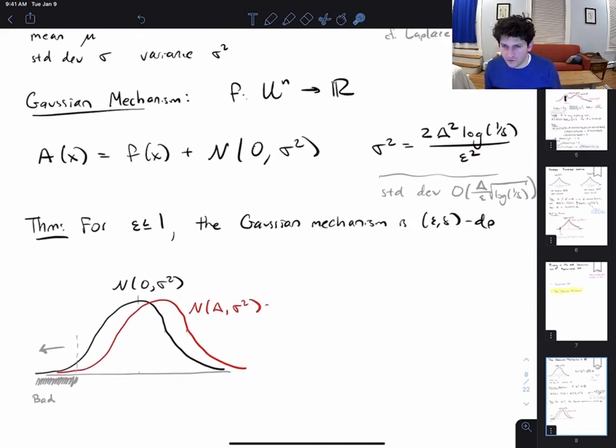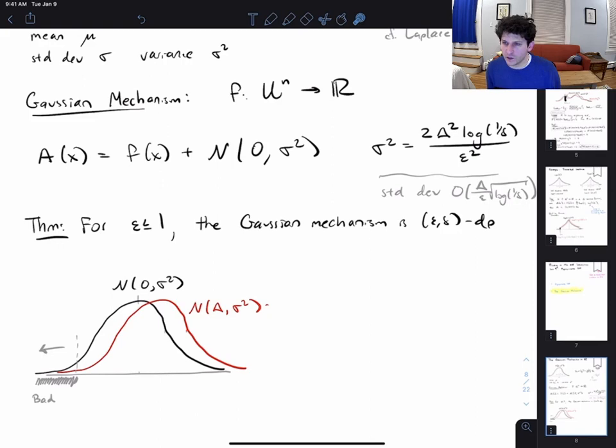So if you fix two data sets and you think of the black curve as the distribution under data set X and the red curve as the distribution under data set X prime, then the worst thing that can happen is that the red curve is shifted over from the black curve by big delta, which is the sensitivity of the statistic.